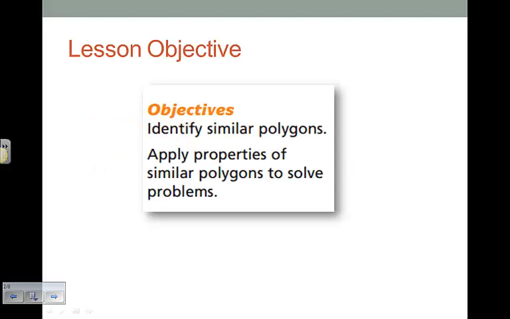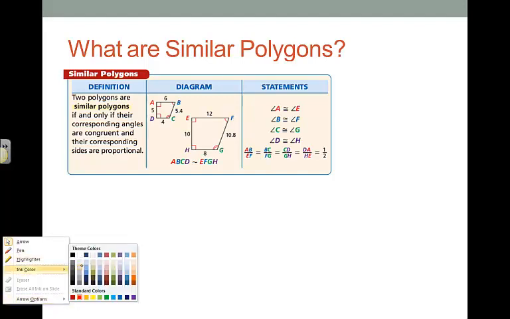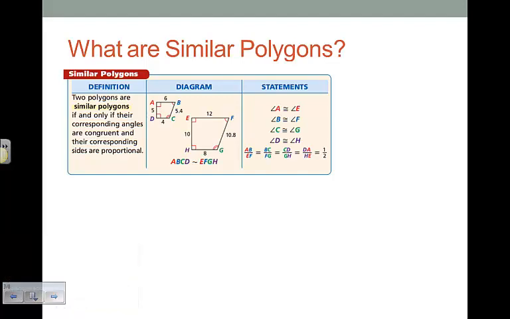In this video, you'll learn to identify what we call similar polygons and apply properties of similar polygons to solve some problems. Before we can apply or solve problems, we need to know what similar polygons are. And here's our definition right here.